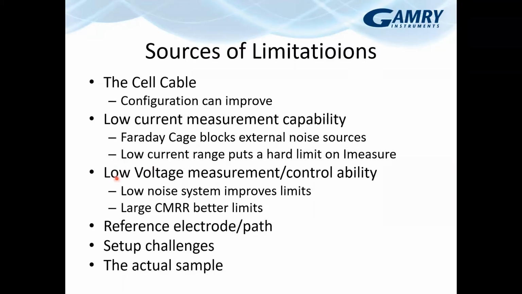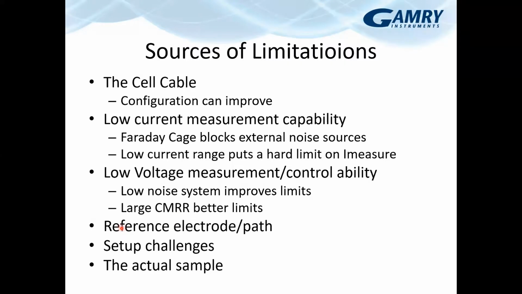For low impedance systems, low voltage measurement or controllability. Usually it's on the measurement side, if you're doing a galvanostatic test. Low noise systems are going to have better measurement of small voltages, microvolt changes. Also, going into specifications, CMRR, which is the common mode rejection ratio, having that value be very large means that you're going to be able to better measure very small voltage signals even in the presence of a large current signal.